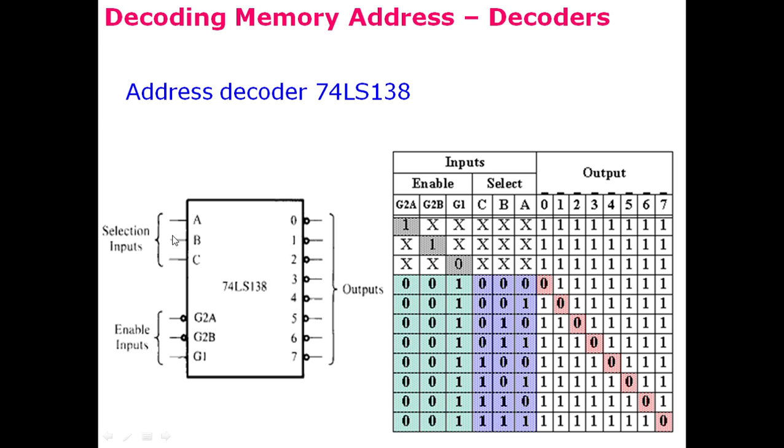For example, if the select inputs are all zeros, then the first output, which is output 0, is 0, and all the rest of the outputs are 1. When the select lines have the value 0, 0, 1, then output number 1 is 0, and all the rest of the outputs are again 1. Similarly, we can see the diagonal here, and whenever the select inputs are changed, the outputs are changed. So only one of the outputs is logic 0 and the others are logic 1.